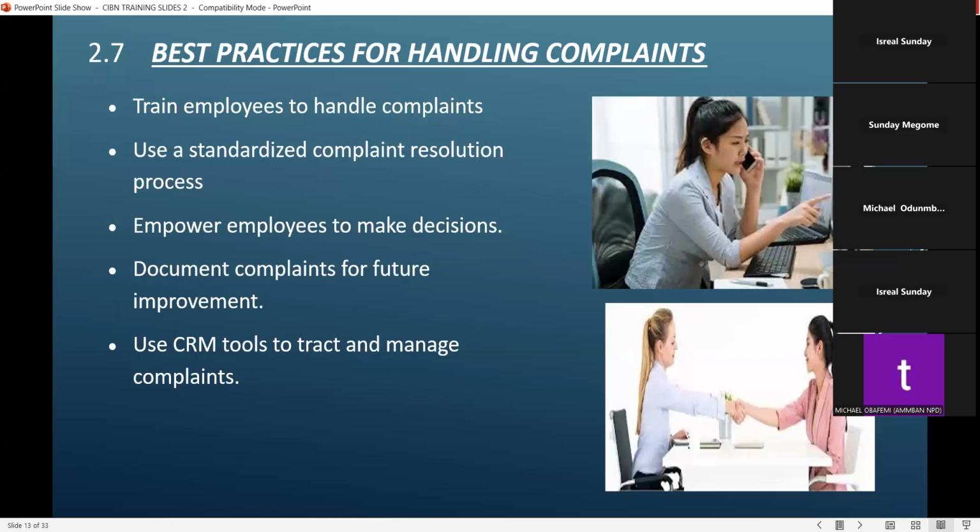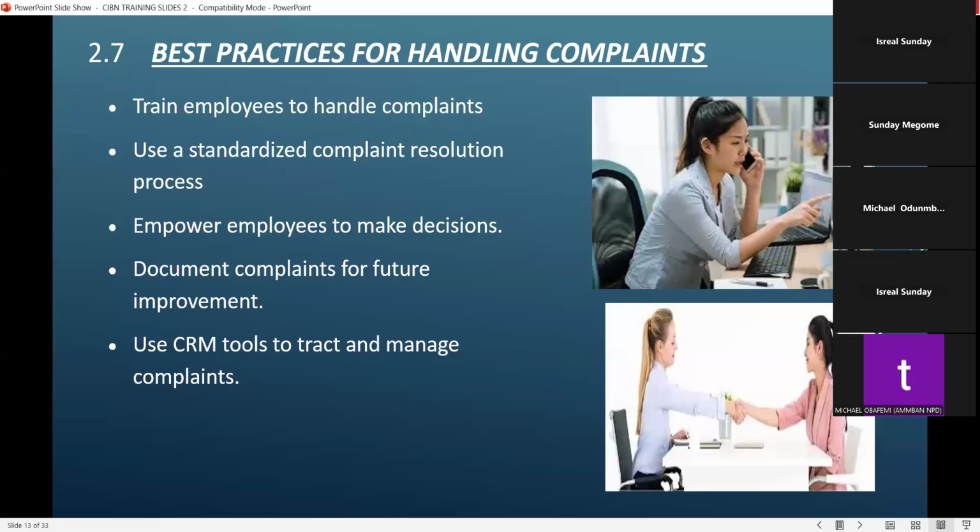It's good that we have registers, e-books, anyone that you think is good for you, to ensure that most of these complaints are documented. So that when it comes to service recovery, for a complaint, this is how you resolved it. The document will be there for future purposes. Also use CRM to track and manage complaints. We've talked about this before. Move to the next slide.